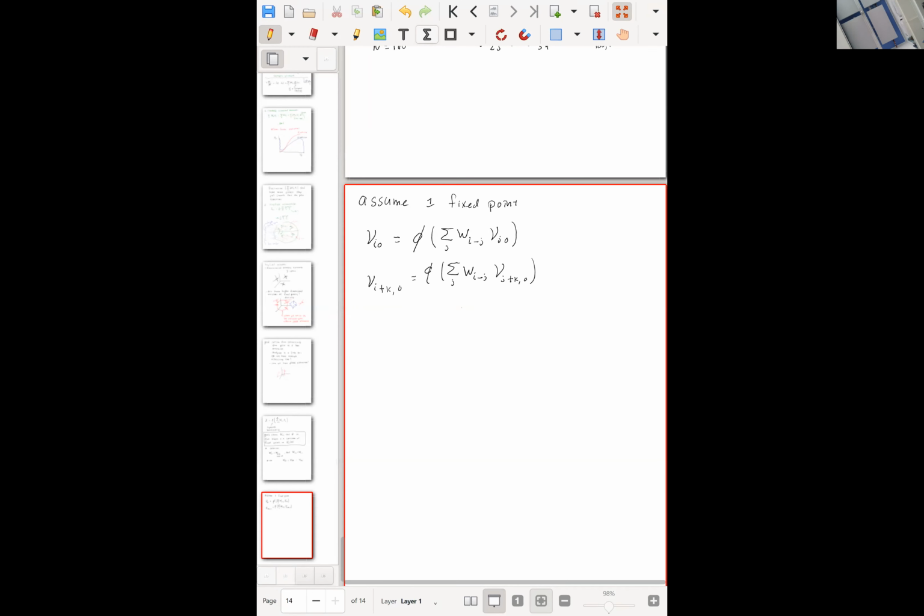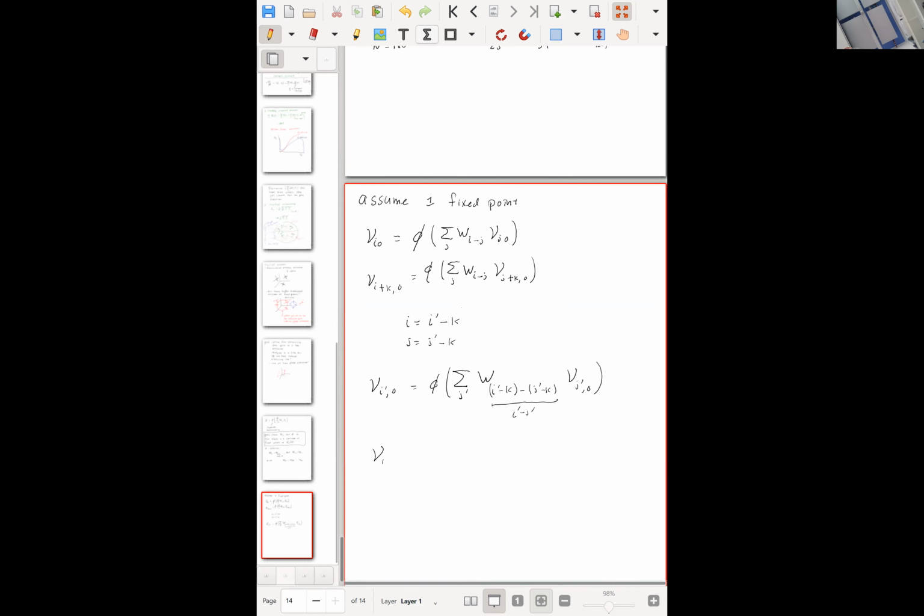So now we make the change of variables. i equals i′ minus k, and j equals j′ minus k. Okay, and when we do that, we get ν_{i′},0 is equal to φ of the sum over j′ of W_{(i′−k)−(j′−k)} times ν_{j′},0. And the nice thing about this is that it's just i′ minus j′.